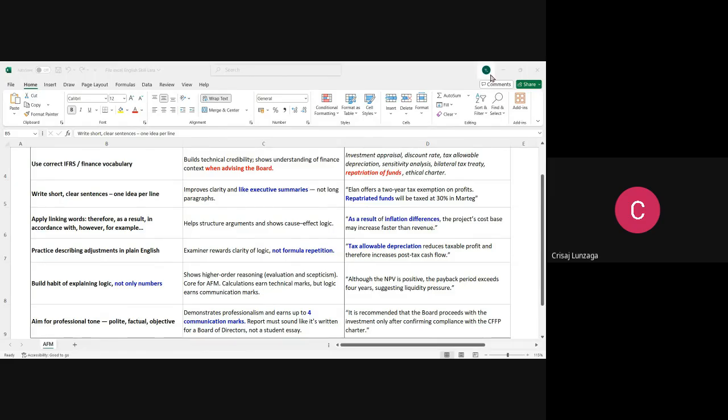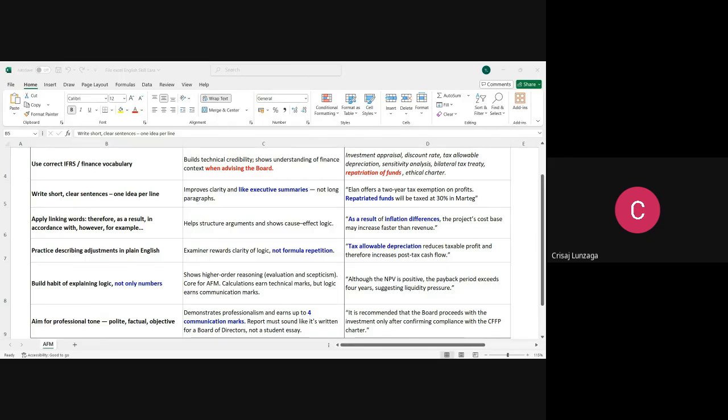Example: although the NPV is positive, the payback period exceeds 4 years, suggesting liquidity pressure. As you can see in the example, the information states that the NPV is positive, but it also explains what it suggests. So you have to explain the figures or the numbers logically.